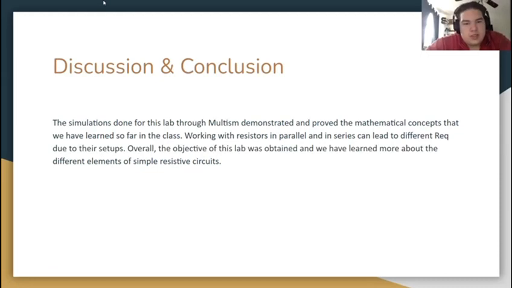So the discussion and conclusion: the simulations done for this lab through Multisim demonstrate and prove the mathematical concepts we have learned so far in class, that working with resistors in parallel and in series can lead to different R equivalent due to their setups. Overall, the objective of this lab was obtained, and we learned more about the different elements of simple resistive circuits.